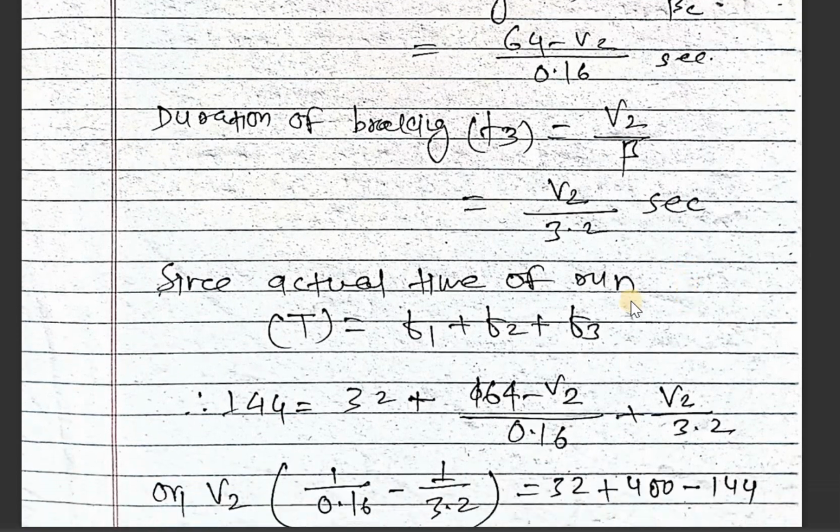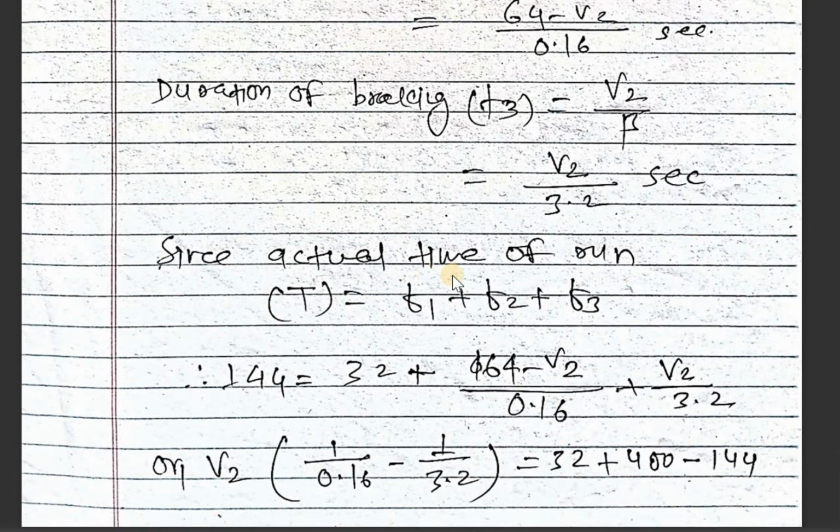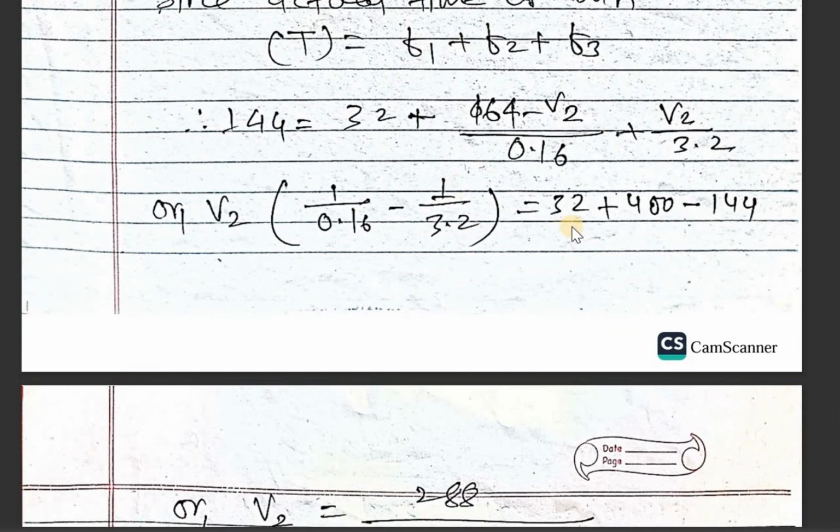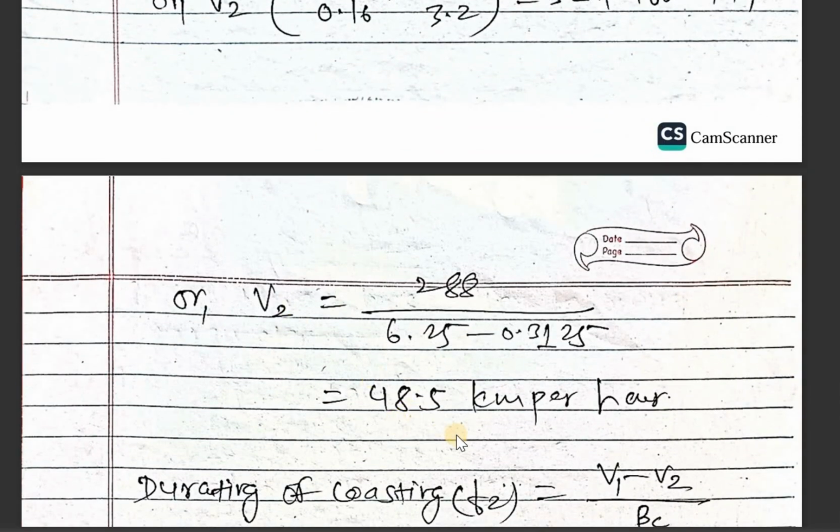Since the actual time of run, T, equals T1 plus T2 plus T3, we put all these values in, and after putting in all the values, we get V2 equal to 48.5 kilometers per hour.